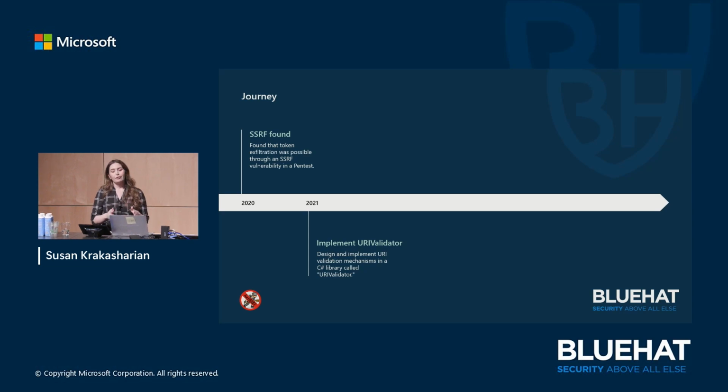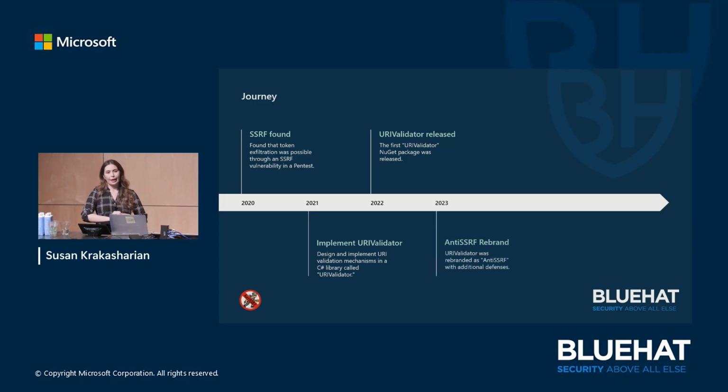With our library, the developers will pull in the dependency, make a handful of code changes. 30 minutes later, they're always protected. Never have to worry about the scenario again. So after a bunch of research, redesigning, refining what we wanted, we released URI Validator in 2022. And last year, we added some additional defenses and rebranded as AntiSSRF.